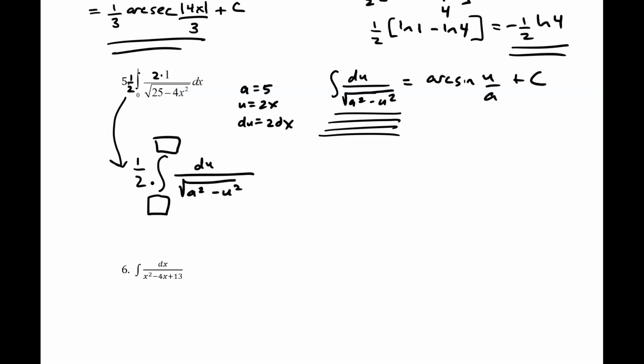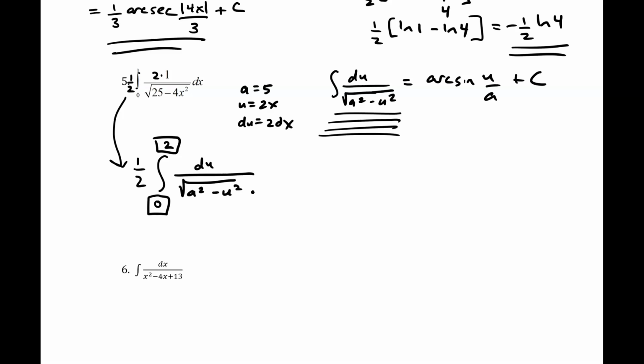But let's get these new limits, and then once we get the new limits, we can evaluate this. So what we have here is, we had an x of 0, right? So if my x is 0, my u is now 0. And if my x is 1, my u is now 2. But this is an entirely new problem at this point, okay?